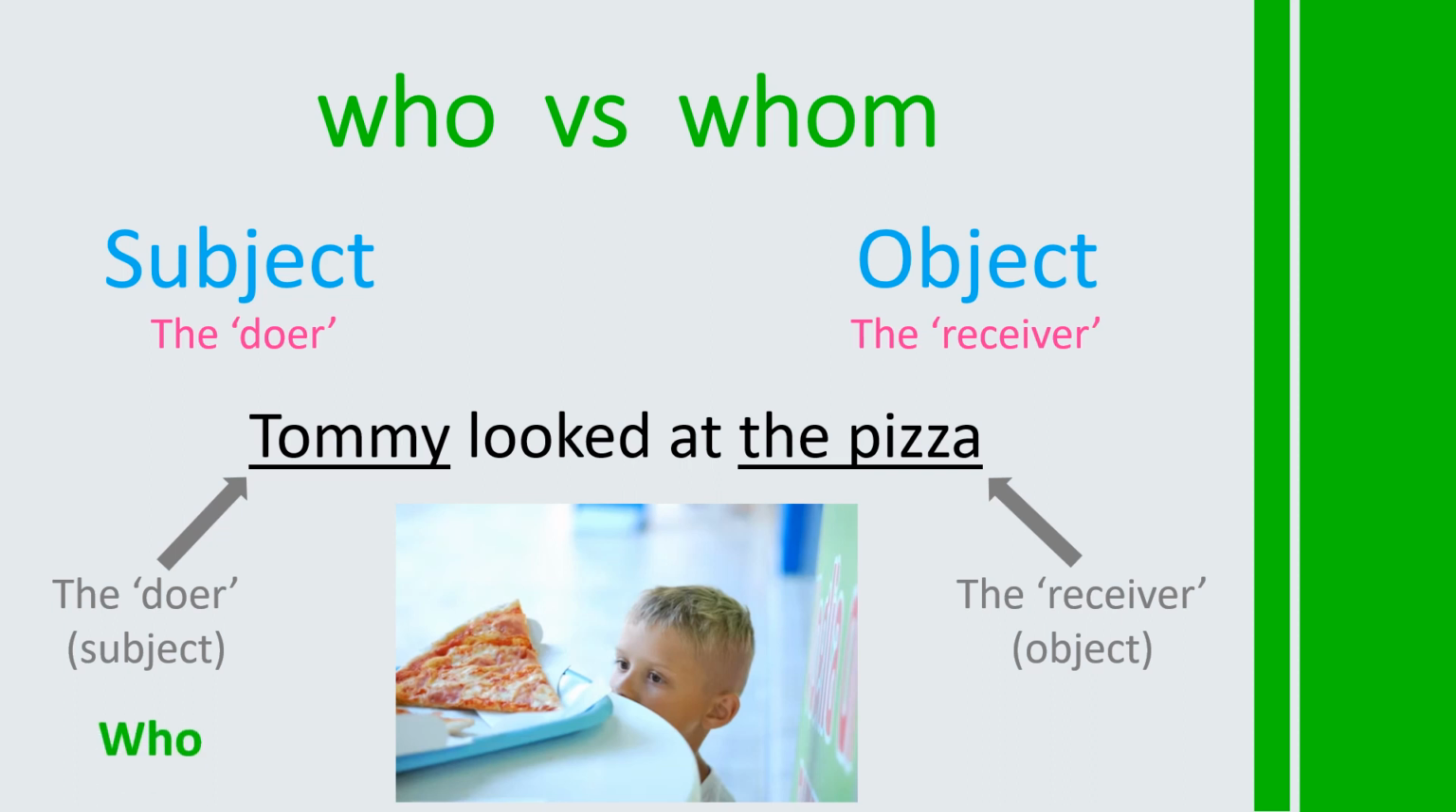So what you need to remember is who functions as a subject, the doer of the action, and whom functions as an object, the recipient of the action. That's the really important thing to remember.